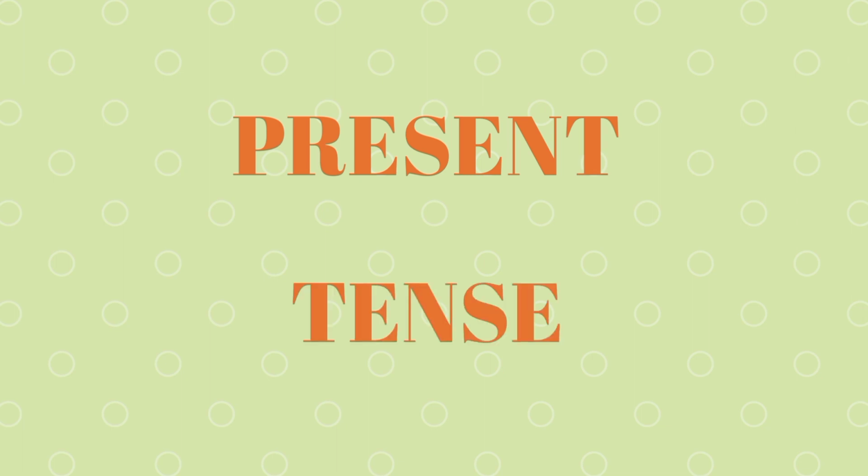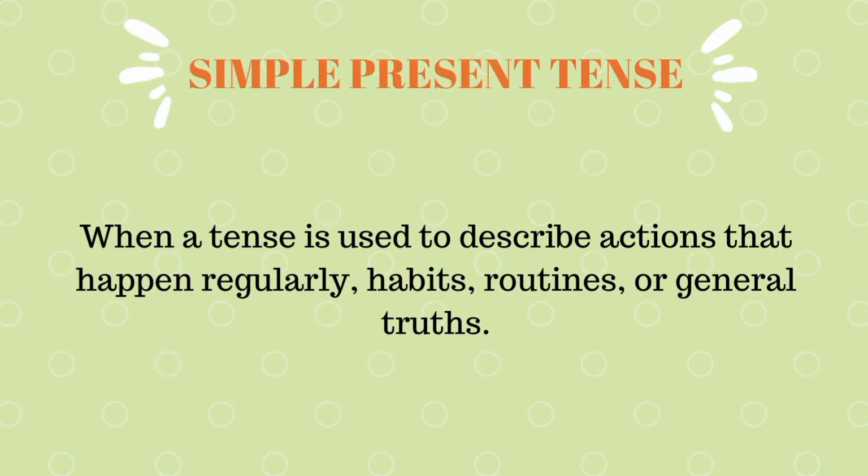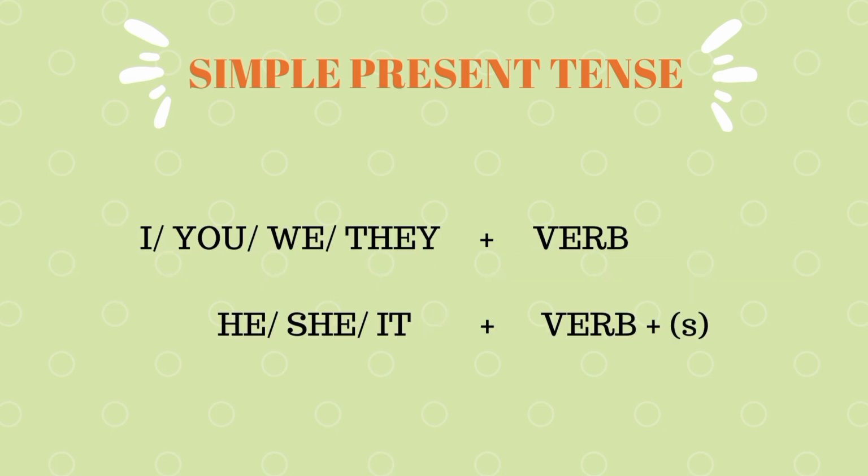Today we are going to talk about one of the basic concepts of English grammar, the present tense. The simple present tense is used to describe actions that happen regularly, habits, routines, or general truths. It is formed by adding s or es to the base form of the verb for third person singular subjects. For example, I play tennis or he plays tennis.